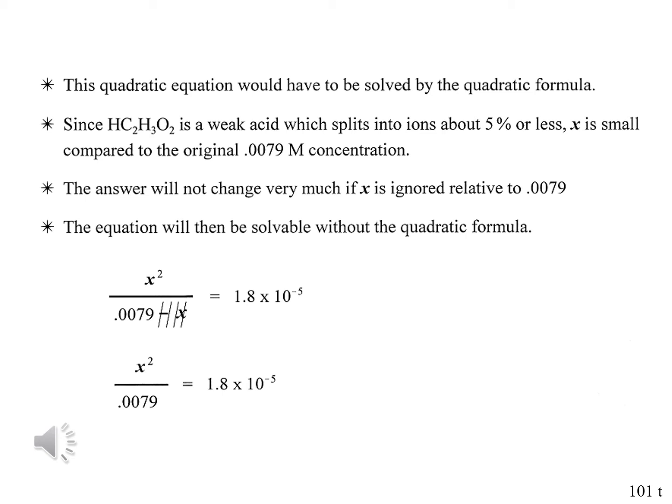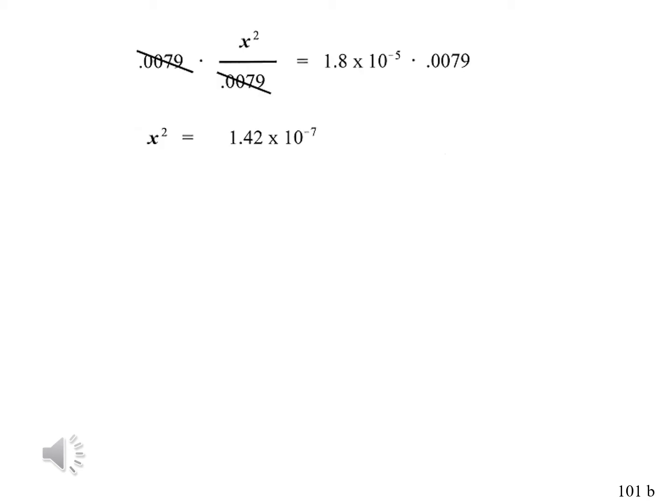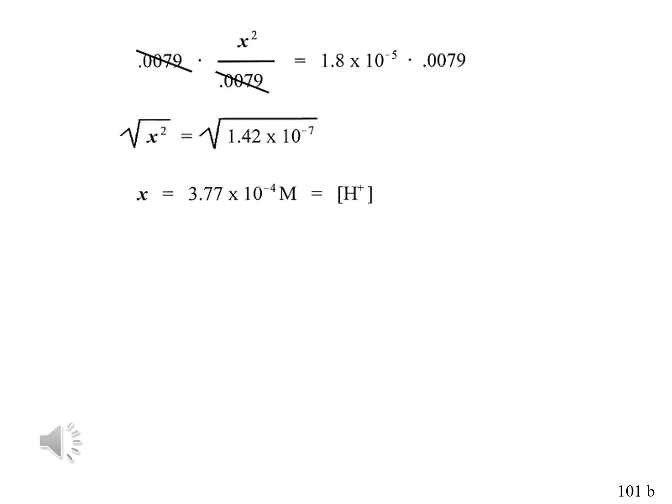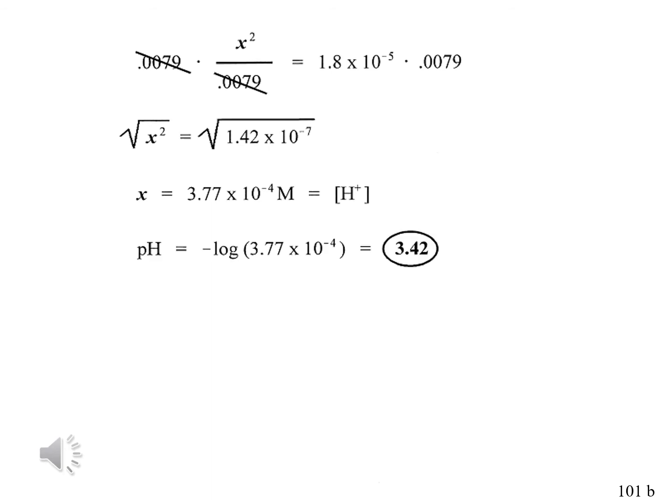If you take out that x, if you did that in math class, your math teacher would absolutely crucify you. But in chemistry, we're talking about experimental error. It's not going to change the answer that much, and I'm going to prove that to you. If you take the x out, the equation you're left with is much easier to solve. All you have to do is multiply both sides by 0.0079, cancel it, and then take the square root. And that gives you the H plus. And if you take minus the log, you get the pH. And this is a good pH also for an acid because it's below 7.